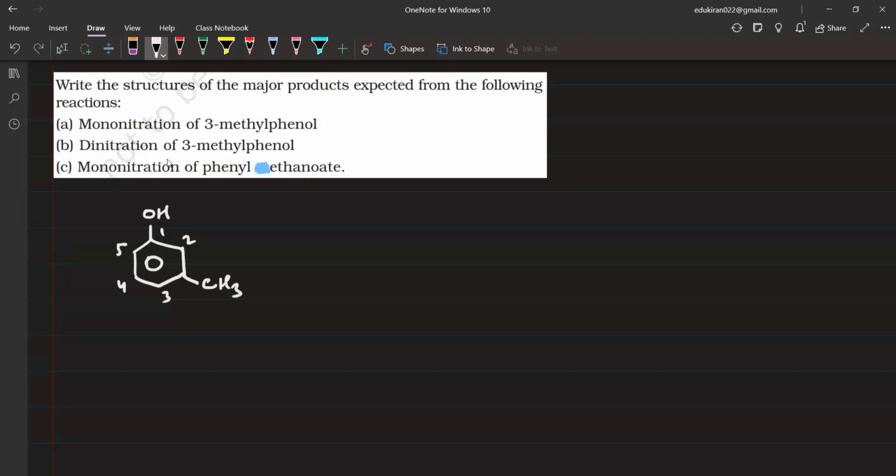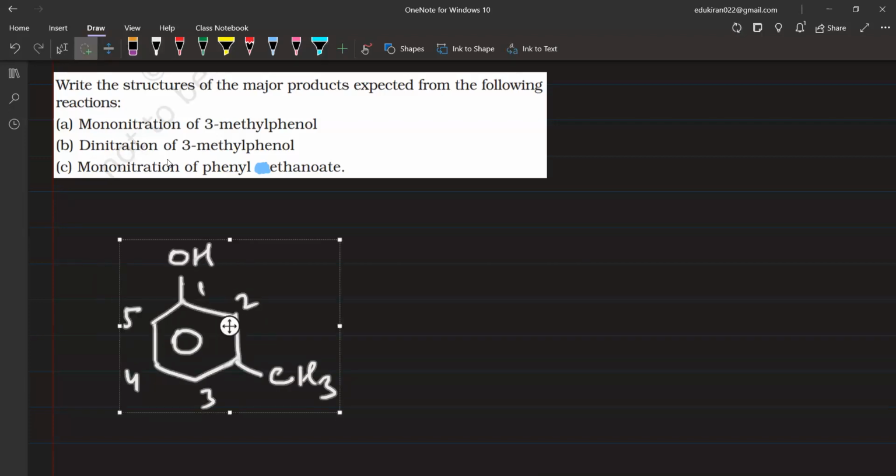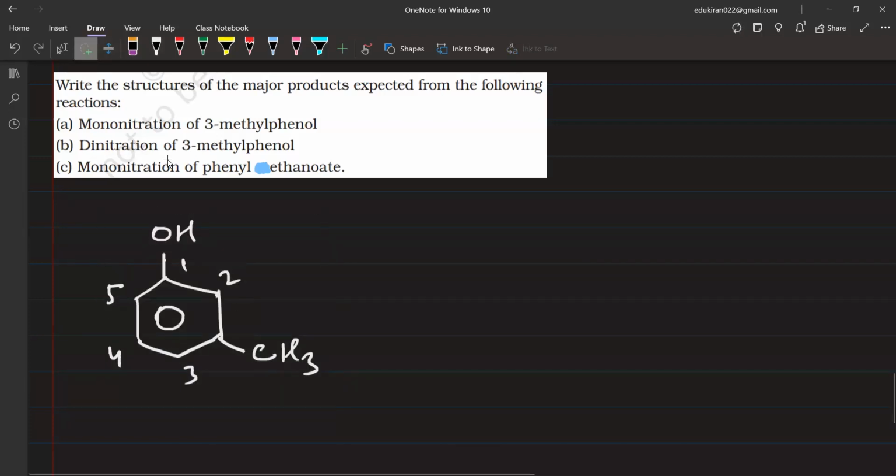Now, if I look at OH and CH3, please listen to me very carefully. Don't write anything. If I look at OH and CH3, both of these are plus M groups. Yes or no? OH is plus M and CH3 is also considered plus M. Both of them are plus M. Now I will talk about the reactive sites. Ortho and para will be reactive.